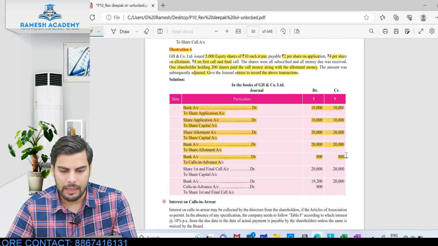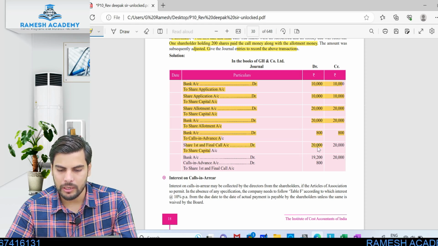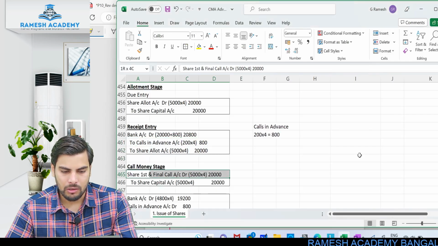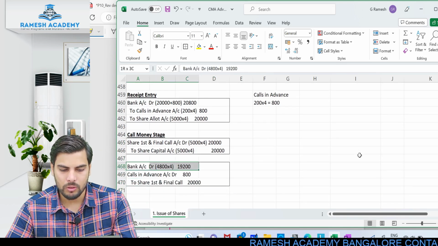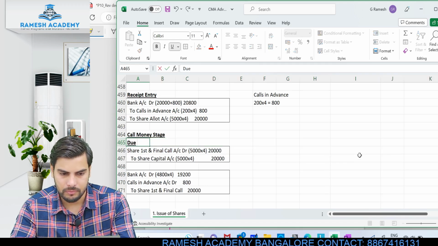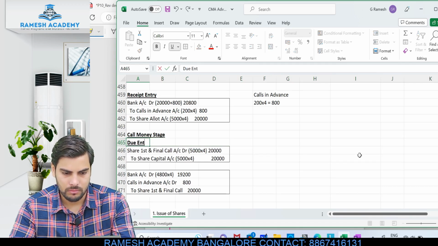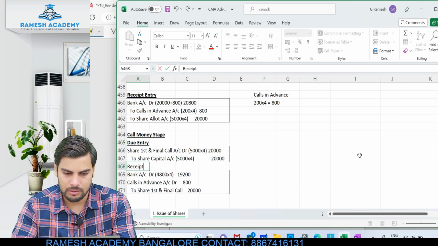Clear? And then finally, when this first and final call is due, share first and final call account debit to share capital 20,000 and 20,000. Look at this: share first and final call account debit to share capital account 20,000 and 20,000. This was the due entry, and then there will be the receipt entry. One second, I'll just write it here.